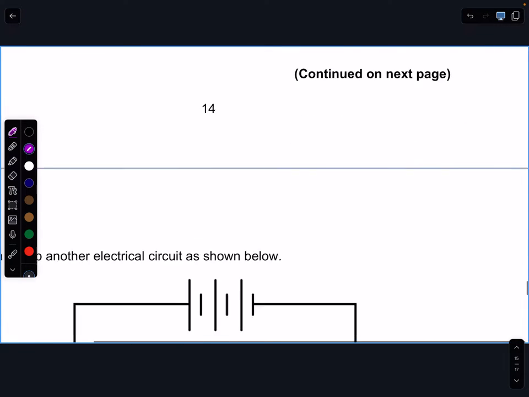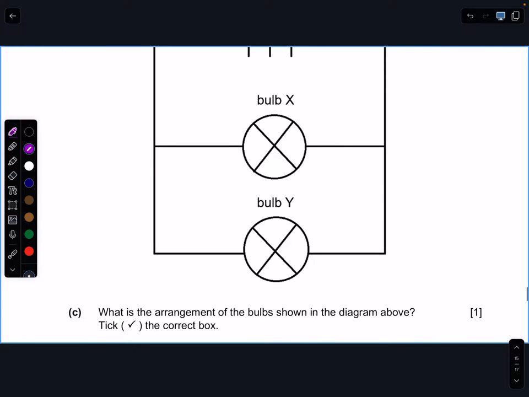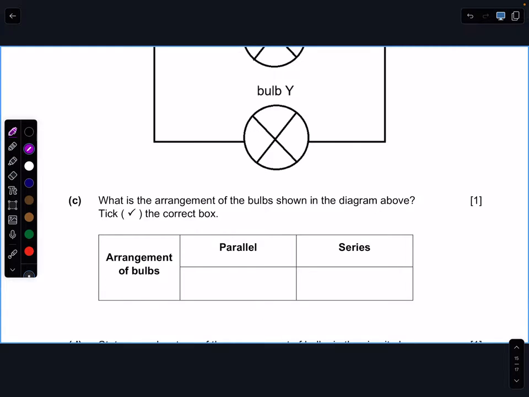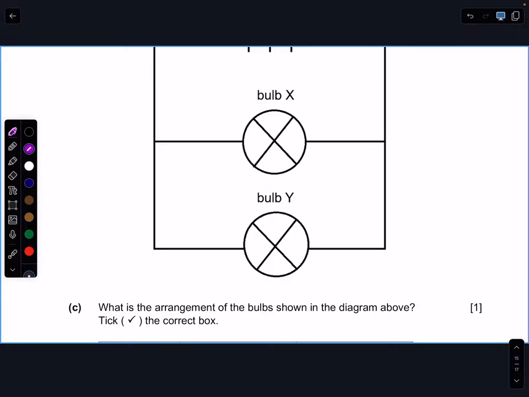Next. Okay, another electrical setup. Now, what arrangement of the bulbs is shown in the diagram above? Parallel. Okay. Now we're talking about the bulbs. See how they always refer to the bulbs. The bulbs are in parallel. Don't just tell me, oh, the circuit is parallel. Which part of the circuit is parallel? Is it the batteries, the bulbs, the wires? We want to say the bulbs. I have said it many times already.